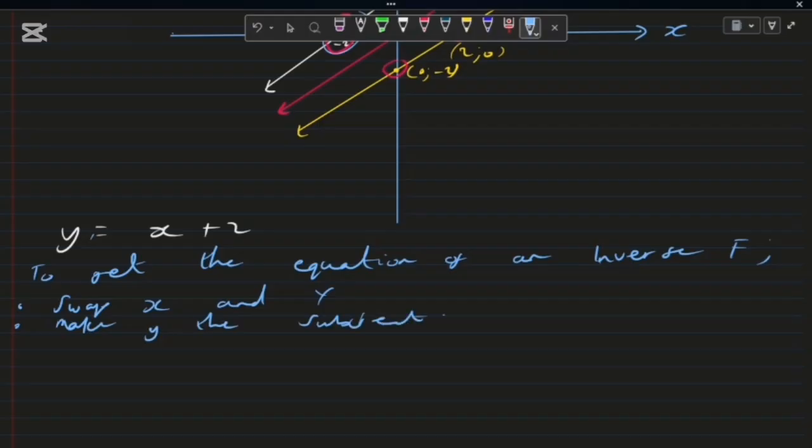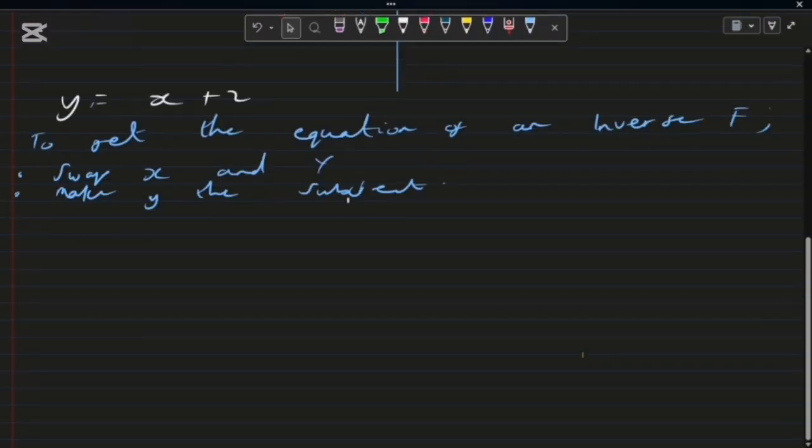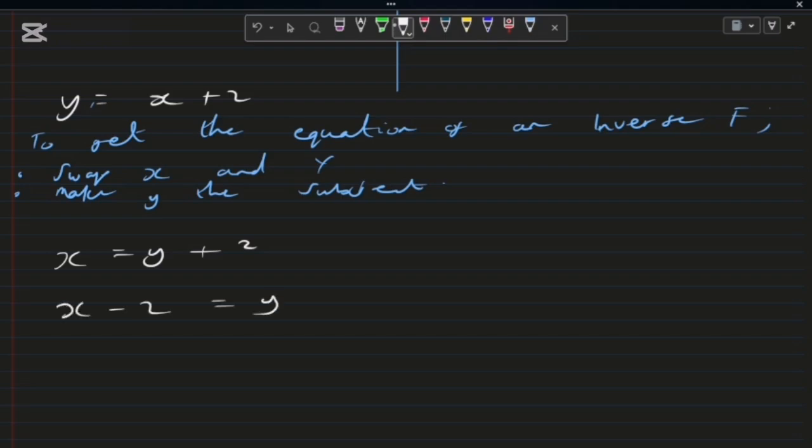Okay, so let's put that into practice. For this example that we have, we will swap first. So it will be x is equal to y plus 2, and then we will make y the subject of our formula. So we will take 2 to the other side. So we'll have x minus 2 is y. We can write it like this: y is x minus 2, right? So this is the equation of the inverse function of this one.